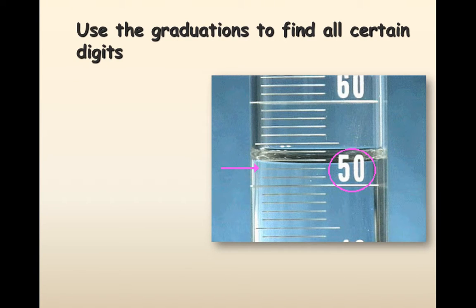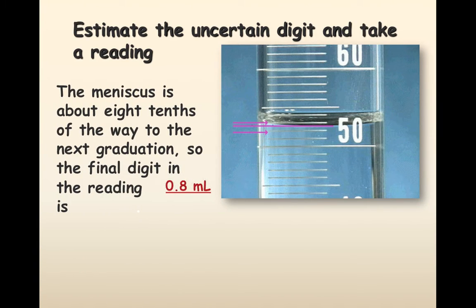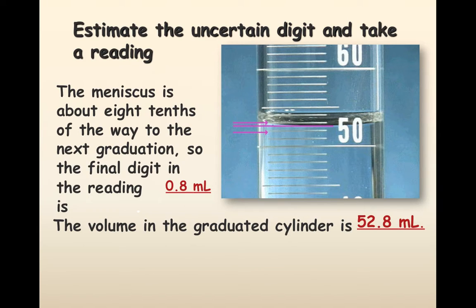So let's try some measuring here. Here's our 50, and there's our 60. We see every line, because there are 10 divisions between, every line represents 1 mil. So for sure we know it's between 52 and 53. That's absolutely certain, and we're just going to estimate. So that's the two certain digits. Now we have to estimate how far between 52 and 53, and we're going to say 0.8. So therefore, our measurement is 52.8 milliliters.